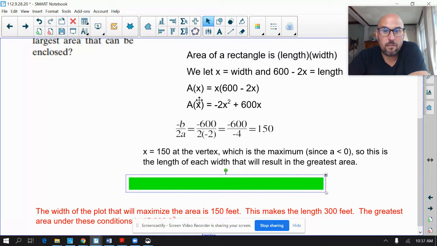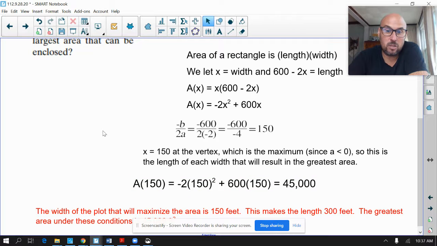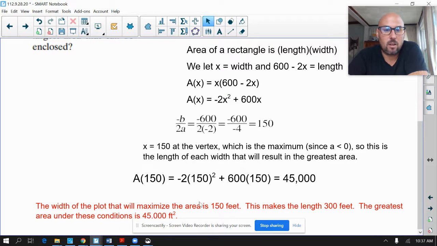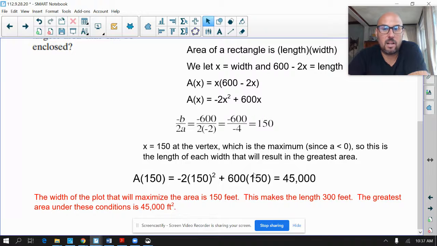But I already have a function that tells me the area, so I might as well use it. Plug in 150 for x, and I get 45,000. This is the greatest area. So everything that's in red is the final answer. Everything above it supports this final answer. The width should be 150, which would make the length 300, and an area of 45,000 square feet. That is the greatest area possible under the conditions set by the problem.